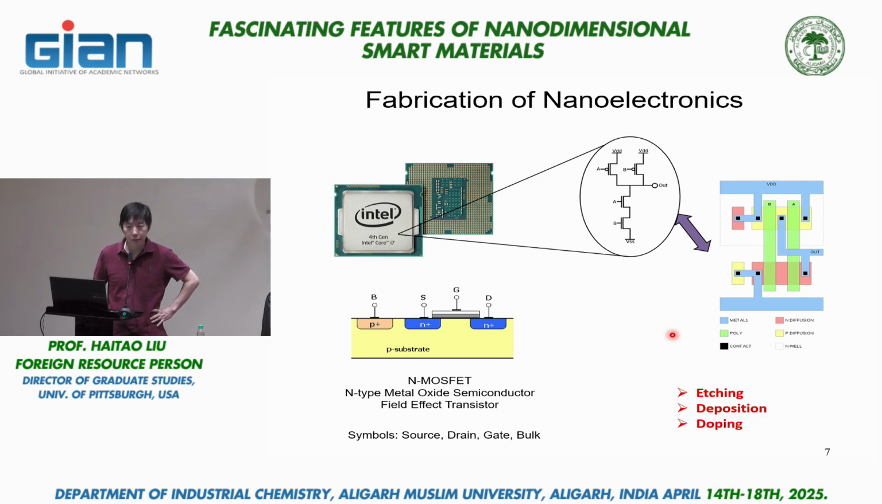But the first step of making that happen is you have to be able to etch silicon. You have to be able to deposit materials, usually conductor or insulator. And you have to be able to dope silicon. So those are the three fundamental steps of silicon-based nanofabrication.